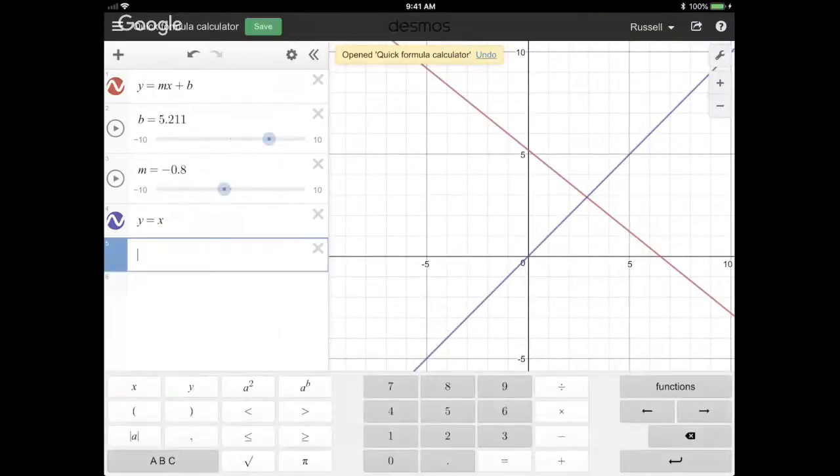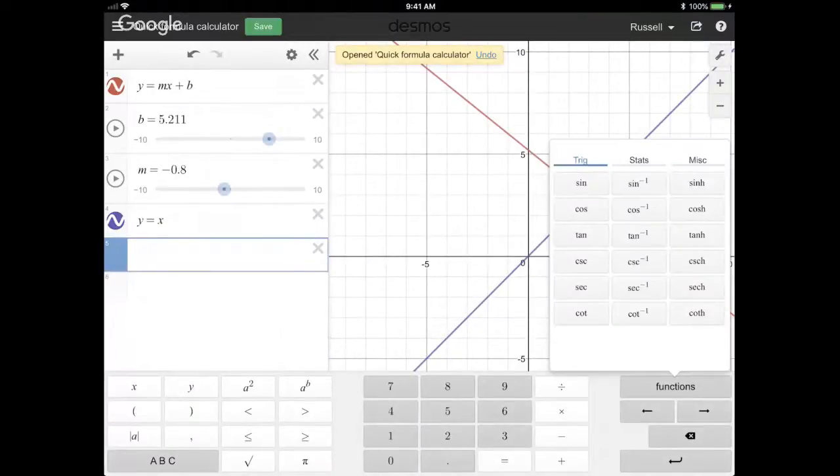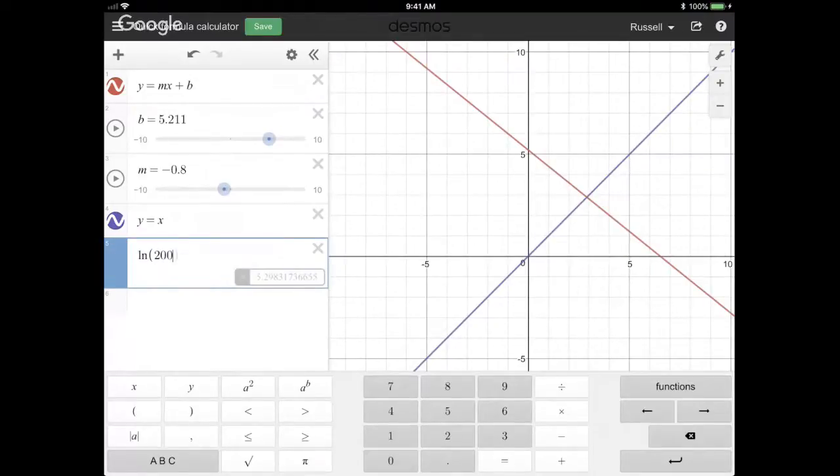All right, what was it? Functions, misc, natural log, 200 divided by functions, natural log of 2. Now, what do we do for powers? Well, we've got an a squared button that'll take whatever number you just wrote and put a squared after it. But we're going to actually use the a to the b button. That just gets you up in the exponent. And I like to be careful, so I use more parentheses than I need. And you see there, it's given me the correct answer.